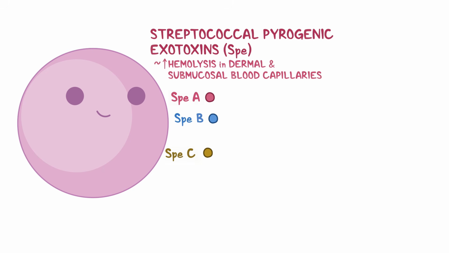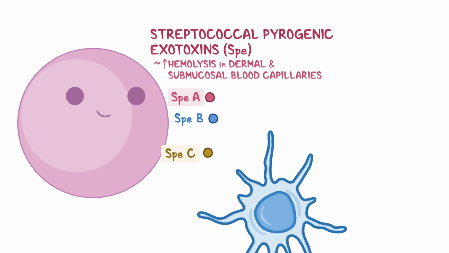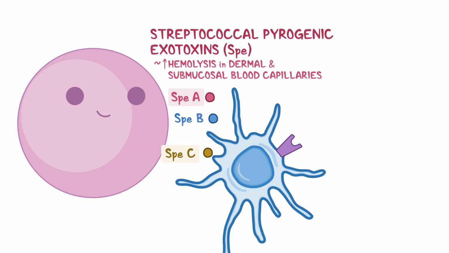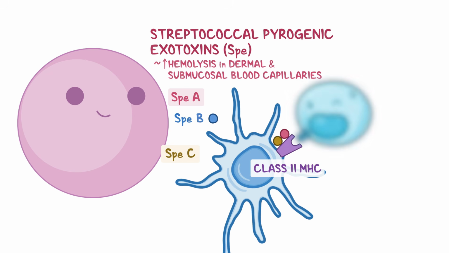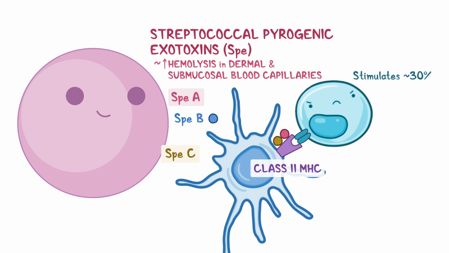What is more, SPE-A and SPE-C are superantigens, meaning they don't need to be eaten up and processed by an antigen-presenting cell such as a macrophage to generate an immune response from T cells. Instead, they interact immediately with the class II MHC molecule on the surface of the macrophage, forming a superantigen MHC complex, which then interacts with the T cell receptor and stimulates up to 30% of the entire T cell population.